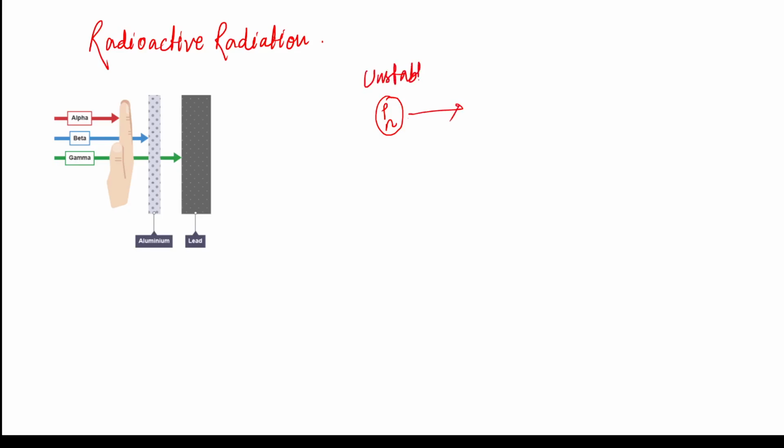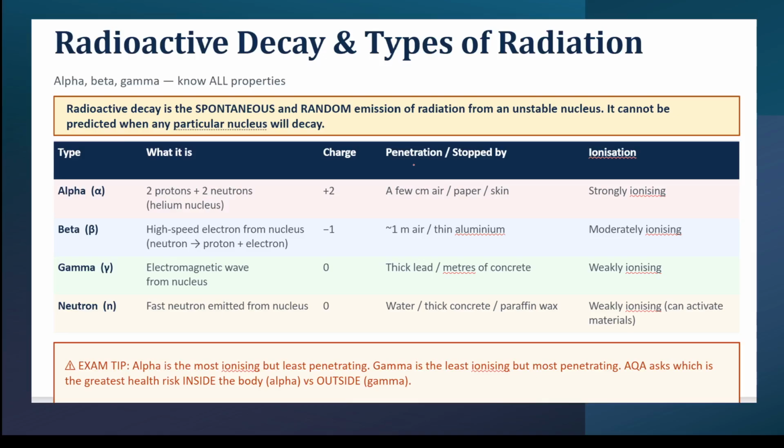So right now, let's say whatever screen you're watching, that is a stable screen. If that was an unstable screen, it would spontaneously and randomly start emitting radiations till it becomes stable. So such process is called radioactivity. So when an unstable nuclei becomes a stable nuclei by emitting three kinds of radiation, alpha, beta, and gamma, that process is called radioactivity. And radioactivity is a very random process and it's spontaneous as in it doesn't need any energy from outside to happen.